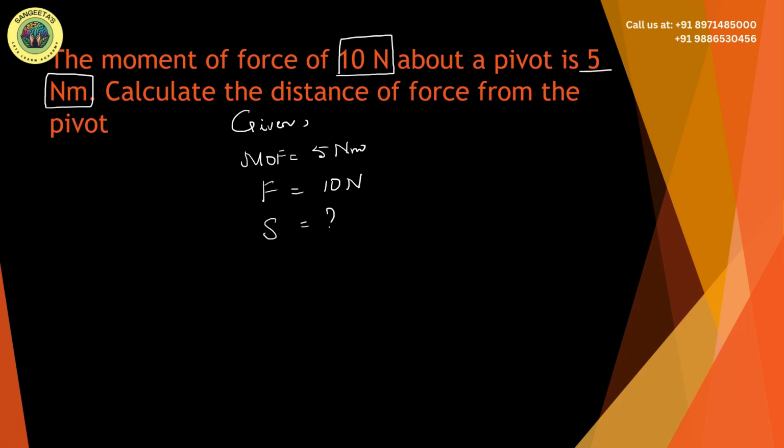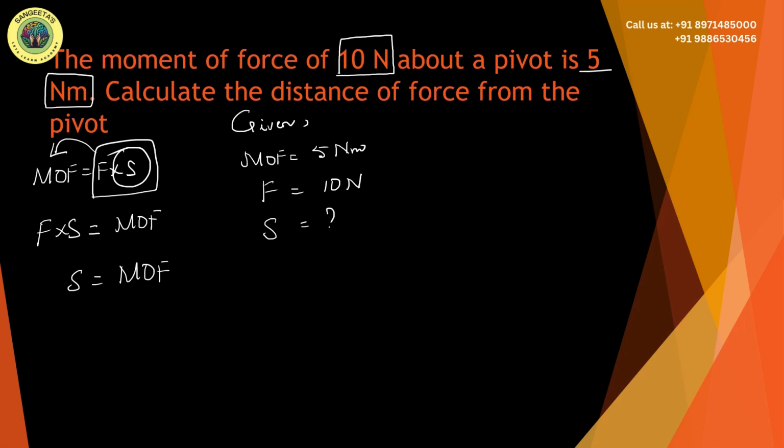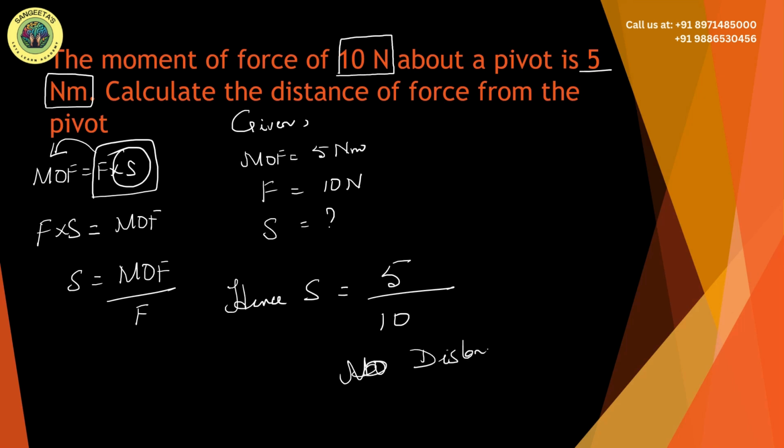So what is it that we know? We know that moment of force is equal to force into distance. You're supposed to know this. Whatever you're supposed to know, bring the whole family of the equal to, right hand equal to the left. So we write F into S is equal to MOF. So S is equal to moment of force by force. Hence distance S is equal to moment of force 5 by 10. So what is it? Distance is equal to 0.5. Distance unit is meter, so it is 0.5 meter.